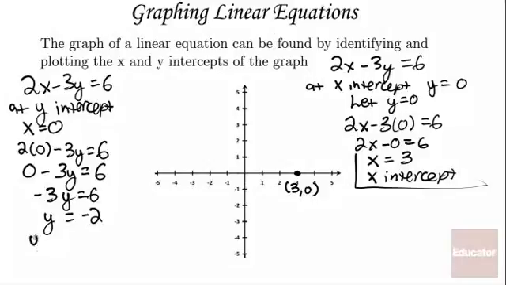So my y-intercept equals negative 2. Therefore, the y-intercept is going to be down here at the point 0, negative 2. Now that I have 2 points, I can graph this equation.